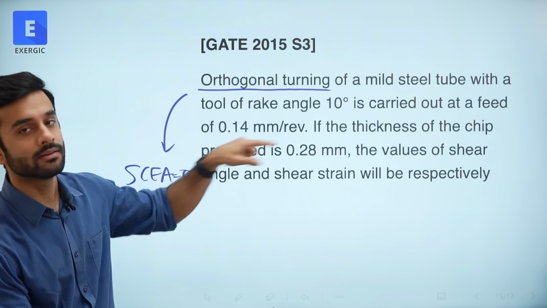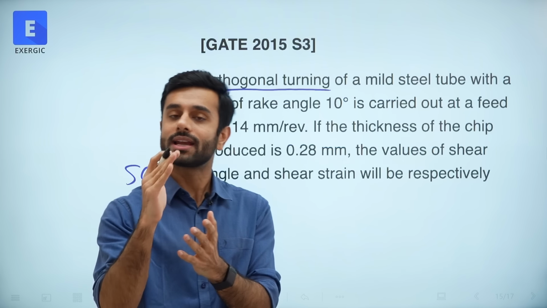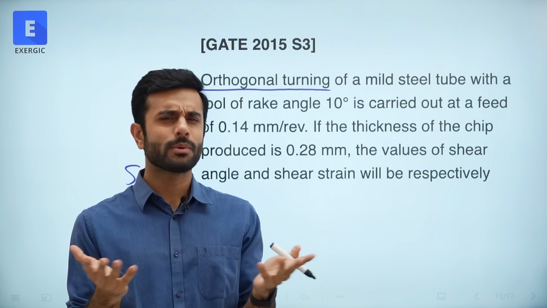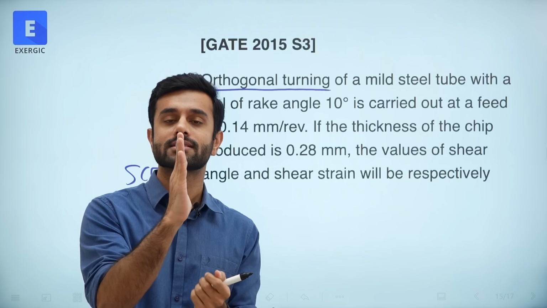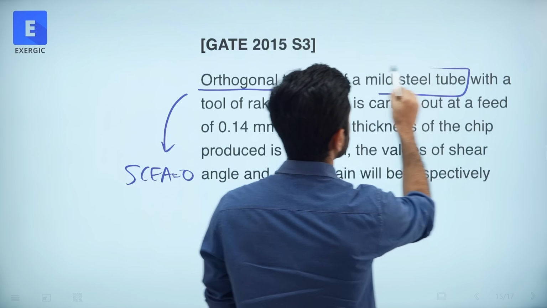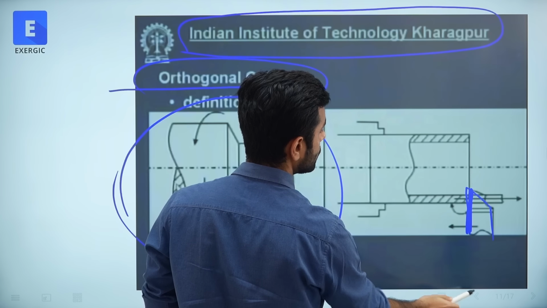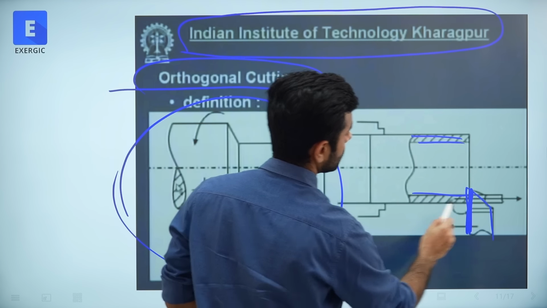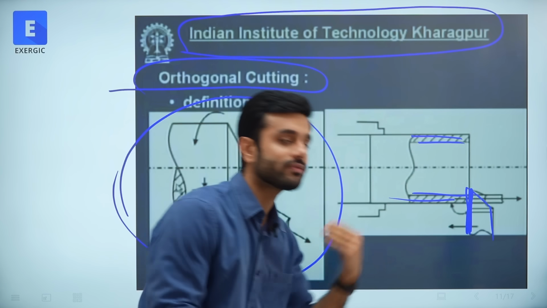In this question, it is not possible to find out the side cutting edge angle. You will not be able to solve this question. You will have to assume it as pure orthogonal turning. In fact, this gives you the hint, it is a steel tube. And for tubes, this is what we use. Look at this, this is a tube. For tubes, that is the type of turning that we do.